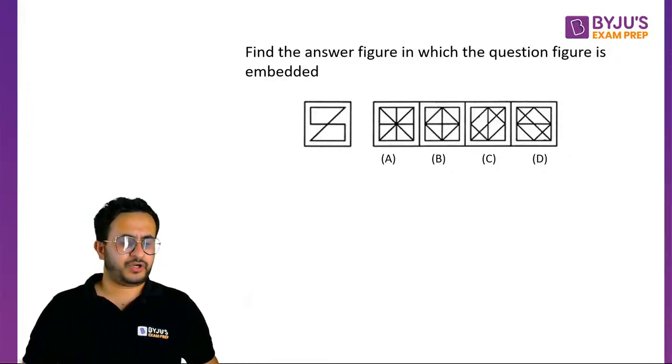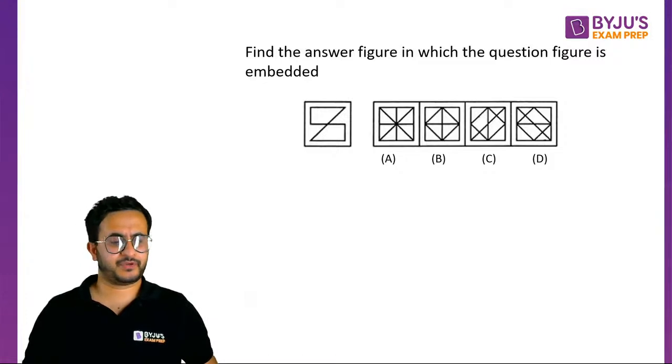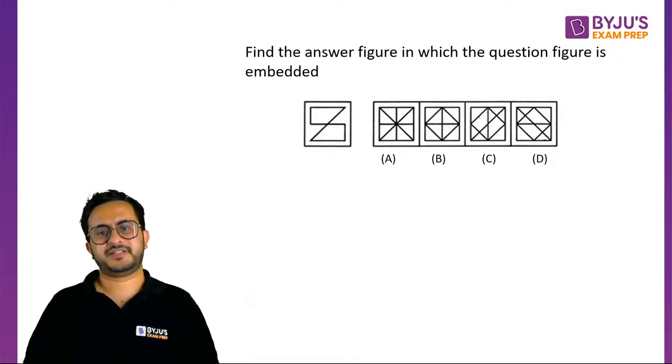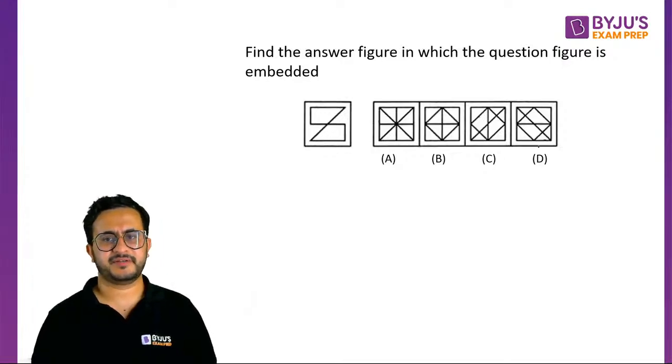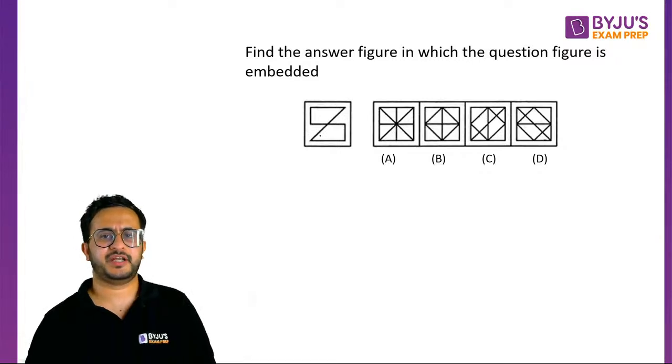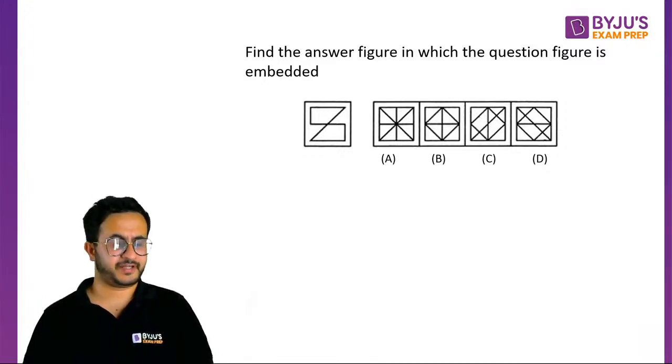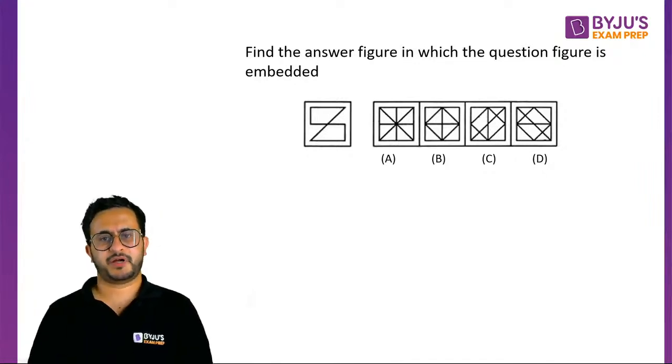Now this is what is called an embedded figure. What happens in these kinds of questions is an image will be given to you and there are some images given. So you have to tell inside which image you can see this kind of figure. That will be hidden in one of the figures. You have to identify in which figure this part is hidden.